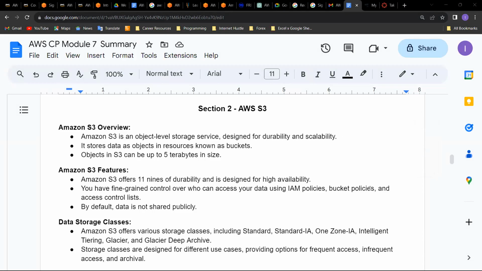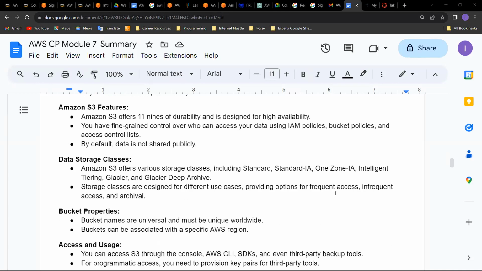Now, by default, data is not shared publicly on Amazon S3. You have to do it yourself, right? And I forgot to mention, EBS also has an encryption feature, but you also have to enable that encryption. It's not done automatically. You're also able to set IAM policies, bucket policies, and access control lists on Amazon S3 to control who has access to what.